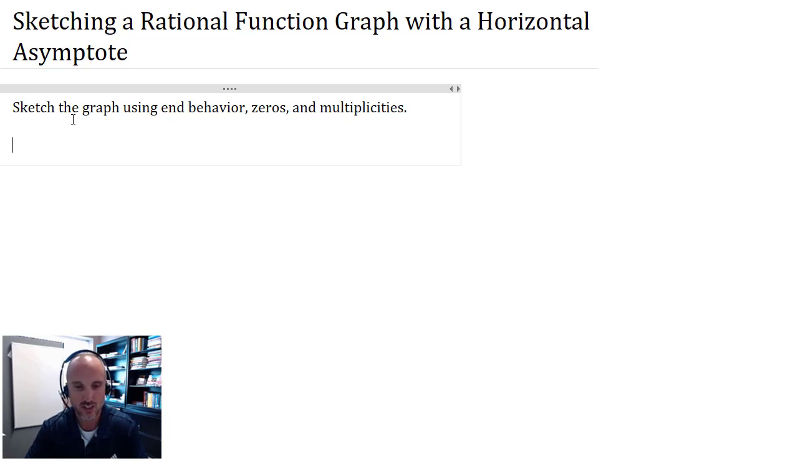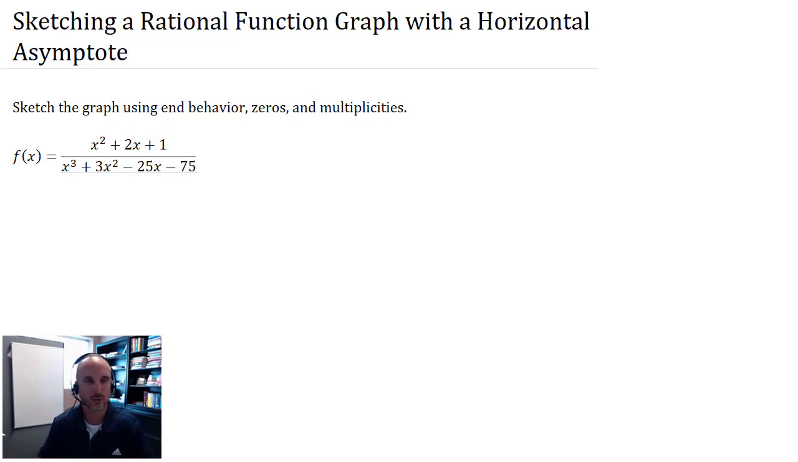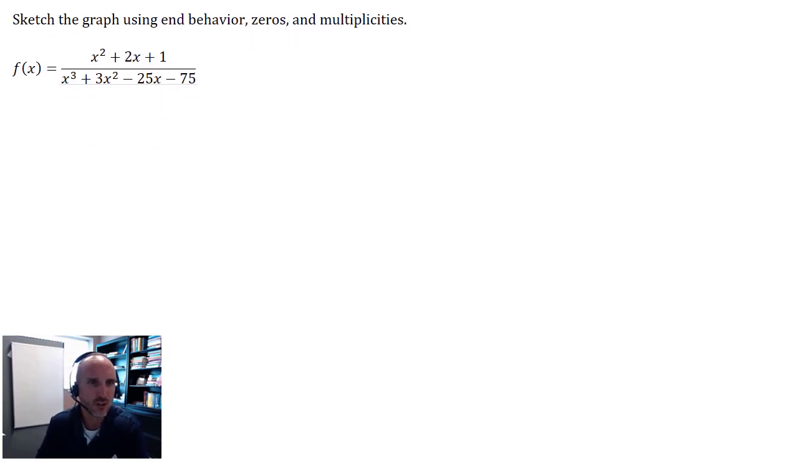And our first function is f of x equals the fraction where the numerator is x squared plus 2x plus 1 and the denominator is x cubed plus 3x squared minus 25x minus 75. All right, so same as all of our other examples. Same process, everything. We're going to watch for holes in the graph, potentially, that sort of thing. So the first thing we're going to do is, since this is not factored, it's already simplified for us, we can get our leading term.